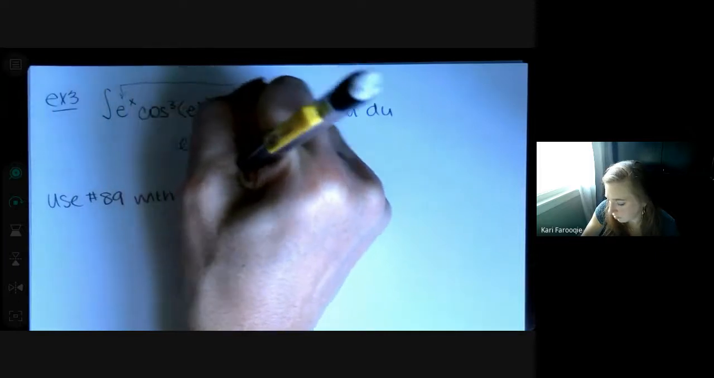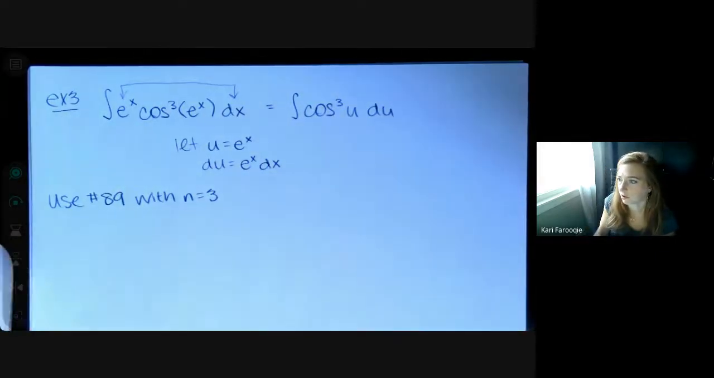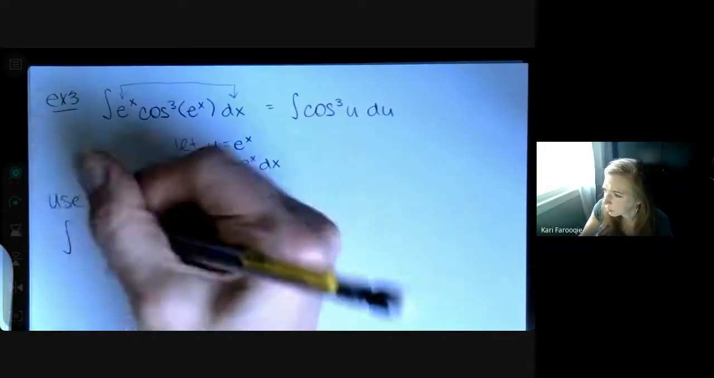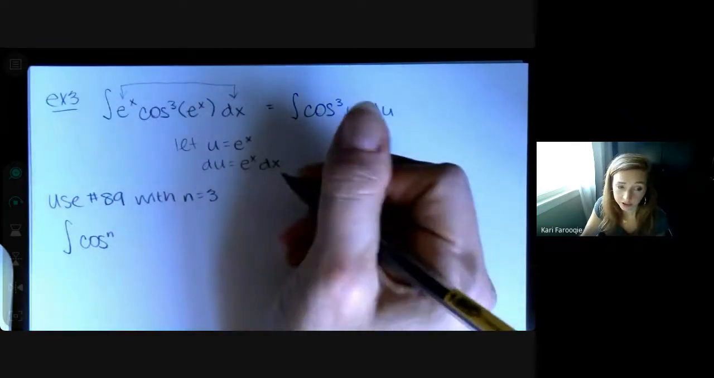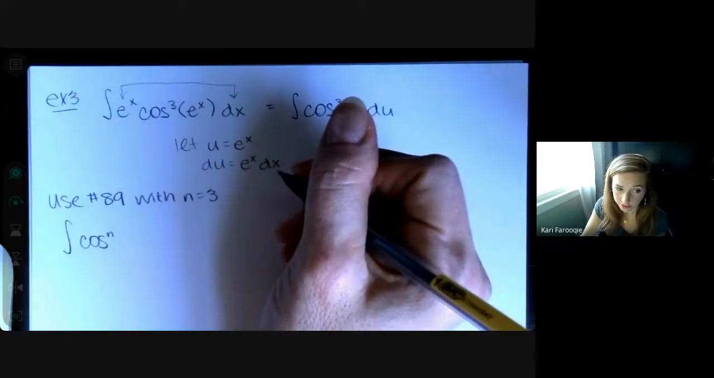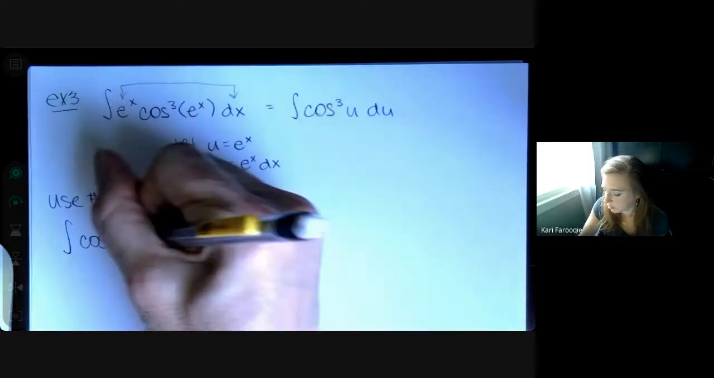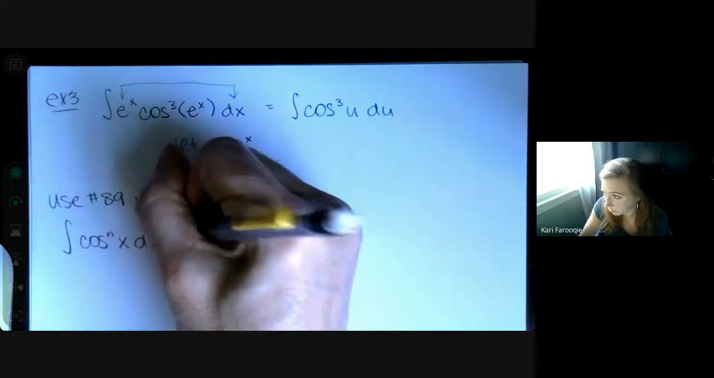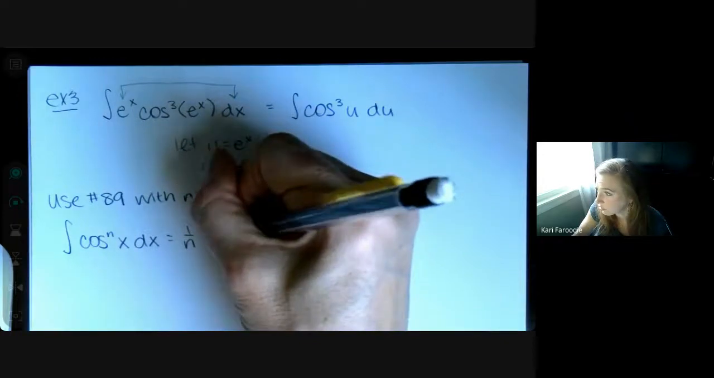with n equals 3. So I'm going to rewrite number 89 now that you've kind of seen what it looks like. I'm going to put it here. This is cosine to the n. I'm going to replace the x's with u's because I feel like it's going to be really confusing if I don't. Maybe I'll write it with the x's first so that you get a good idea of exactly what it looked like, and then I'll switch them out just because it's going to look confusing for us.